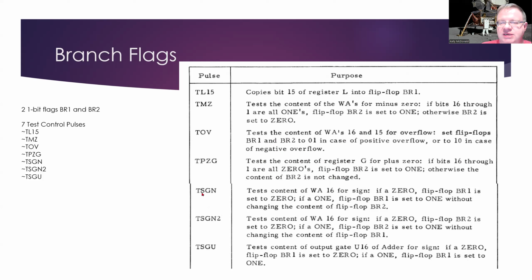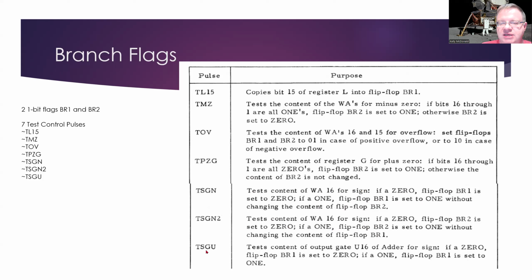We have this TSGN, which is test the content of right line 16 for sign. If it's a 0, flip-flop BR1 is set to 0. If it's a 1, flip-flop BR1 is set to a 1, and we don't touch the contents of BR2. TSGN is basically exactly the same thing, except we set BR2 instead of BR1. So it's a slightly different option.